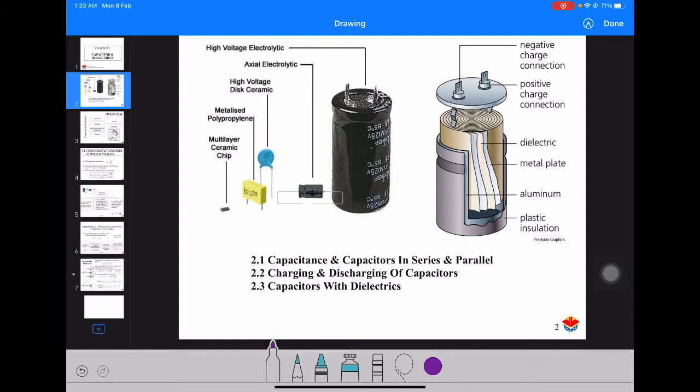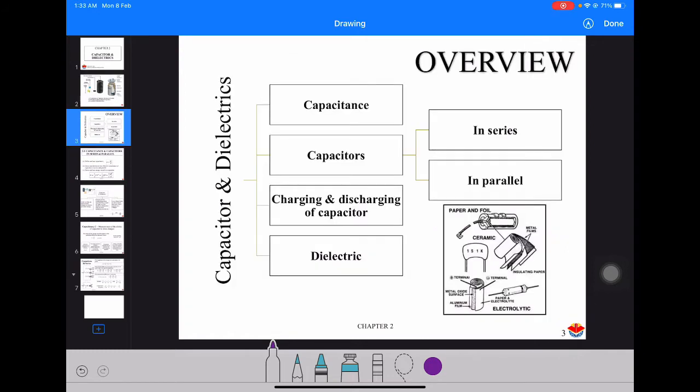Okay, so in this topic we can divide into three main subtopics: capacitance, and capacitors in series and parallel, and charging. That one we will focus on in this video, and then 2.2 and 2.3 we discuss in another video. So in this subtopic we discuss capacitance, and capacitors in series and parallel. The charging is for the next subtopic.